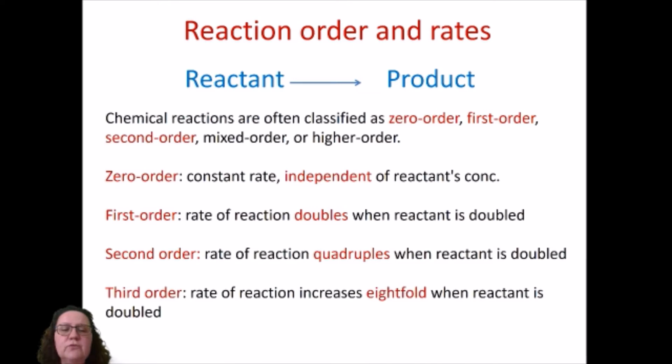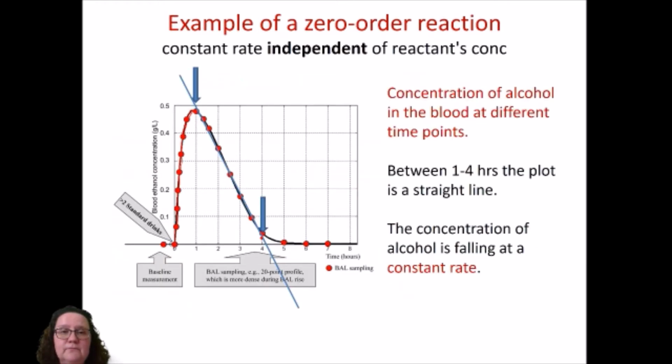In a first order reaction, the reaction rate is proportional to the concentration of the reagent. So the reaction rate will double when the amount of reagent is doubled. In a second order reaction, the reaction rate will quadruple when the reagent concentration is doubled. In a third order reaction, the reaction rate will increase 8 times when the reagent is doubled.